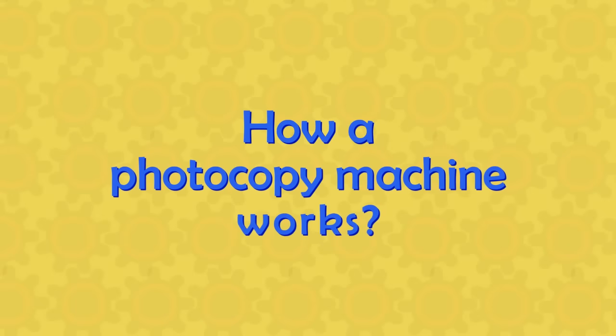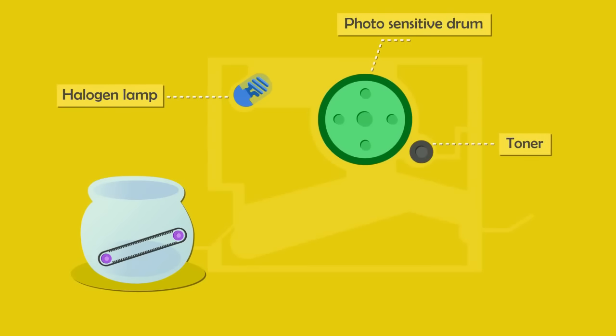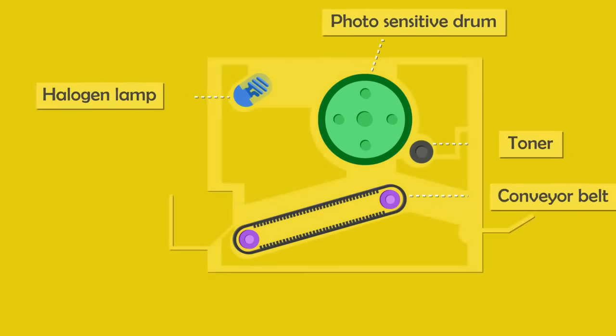Let's make this short and simple. A photocopy machine has the following important components: a halogen lamp, a photosensitive drum, a toner or an ink drum, and a conveyor belt for loading blank papers. So here's how it works.